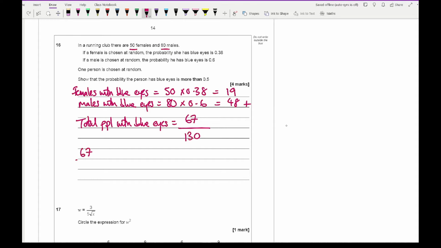Now 67 over 130, if I type that into my calculator, gives me an answer of 0.513846 and so on. And as you can see, this is more than 0.5.